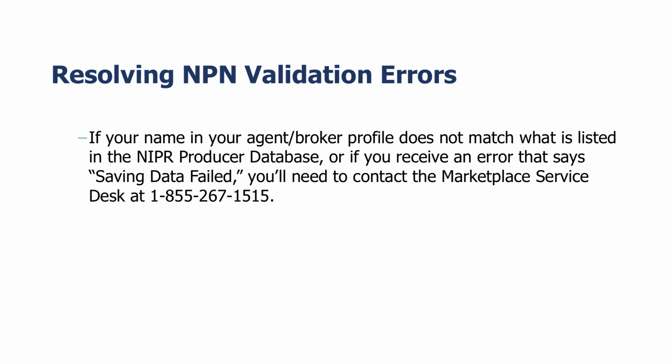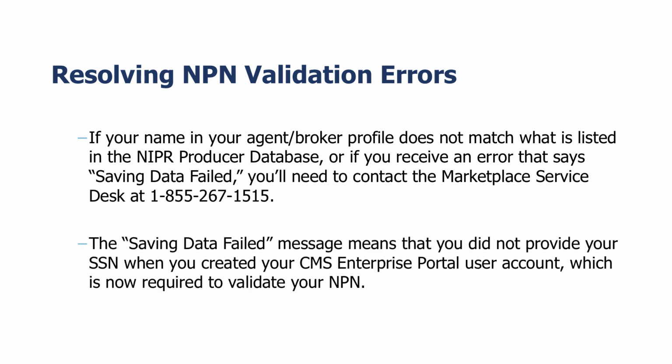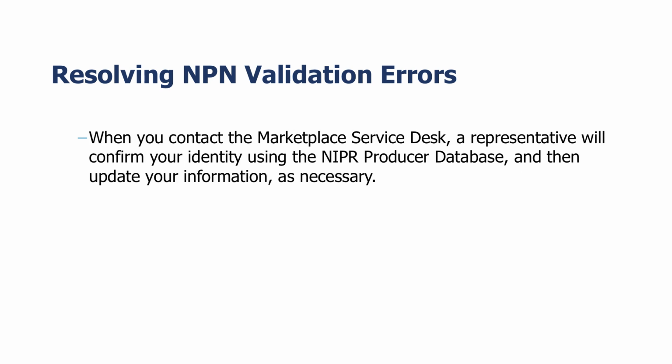However, if your name in your agent broker profile does not match what is listed in the NIPR producer database, or if you receive an error that says, "Saving data failed," you'll need to contact the Marketplace Service Desk at 1-855-267-1515. The Saving Data Failed message means that you did not provide your SSN when you created your CMS Enterprise Portal user account, which is now required to validate your NPN. When you contact the Marketplace Service Desk, a representative will confirm your identity using the NIPR producer database, and then update your information as necessary.